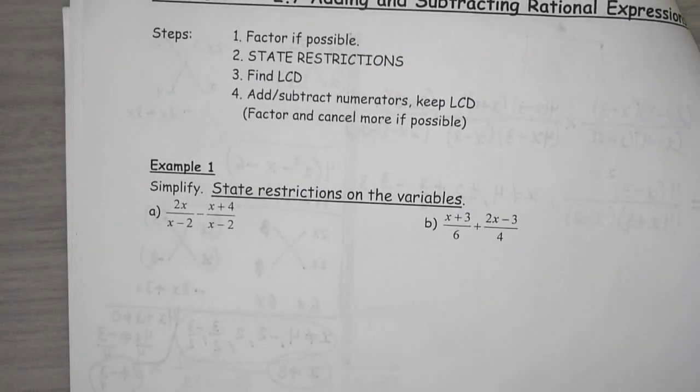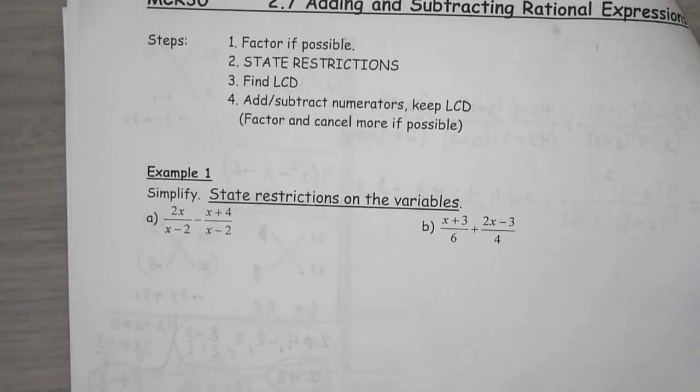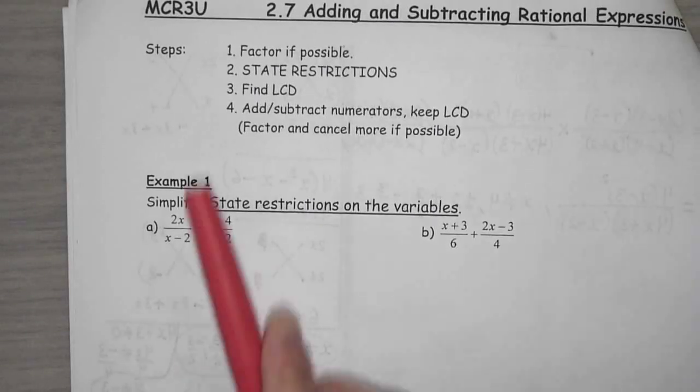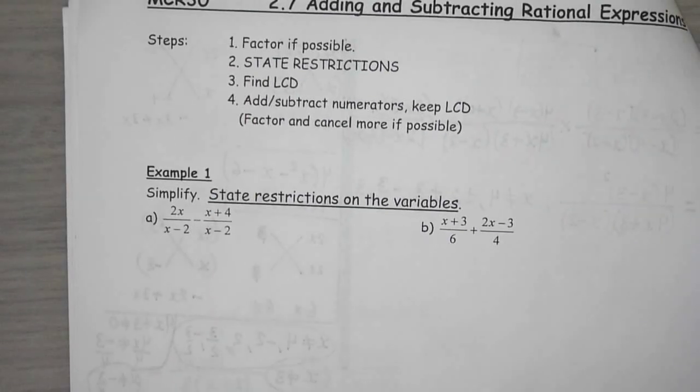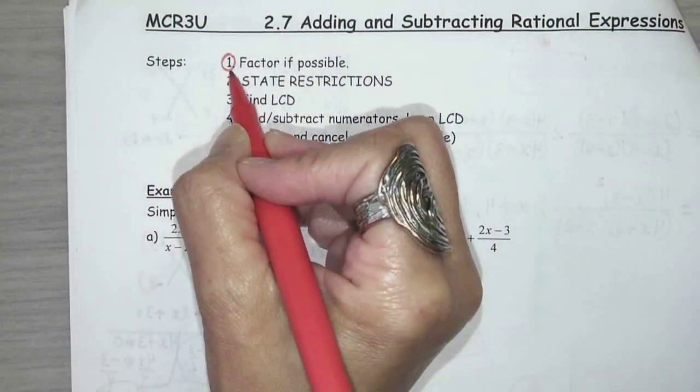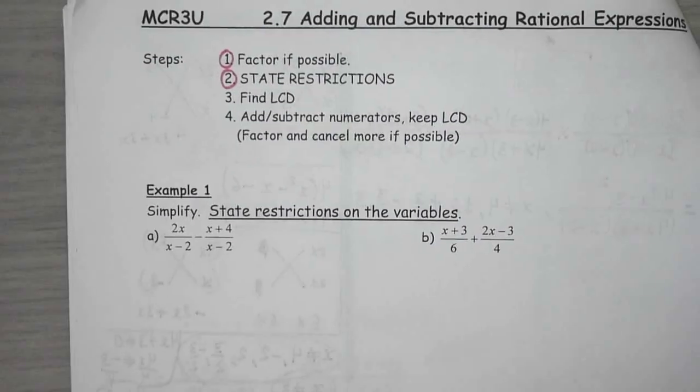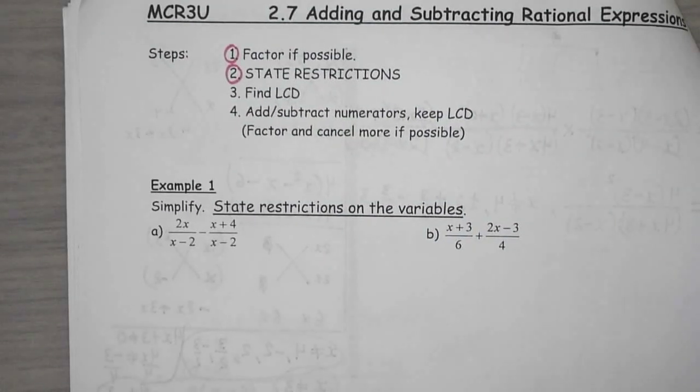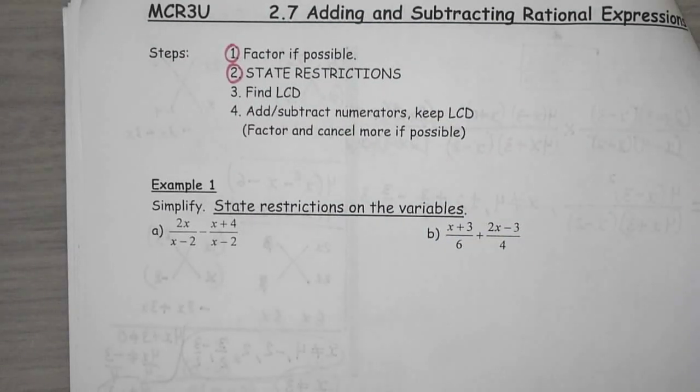Is adding and subtracting. So what we've done already was the multiplying and dividing. The first step, 1 and 2, are the same. Okay, so step 1, factor. Step 2, state restriction. So same steps as we did before. When we multiply, divide, add, or subtract, we are still going to always factor and state restrictions.